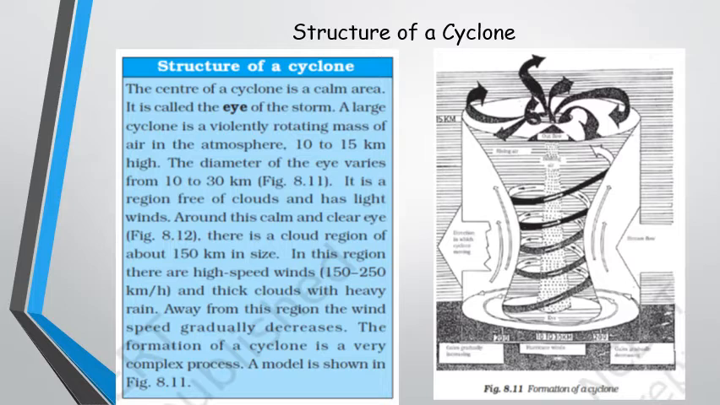Around this calm and clear eye, there is a cloud region about 150 kilometers in size. In this region, there is high speed wind, approximately 150 to 250 kilometers per hour, and thick cloud with heavy rain. Away from this region, the wind speed gradually decreases. The formation of a cyclone is a very complex process. A figure is shown.